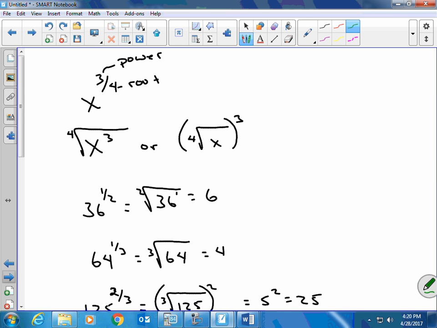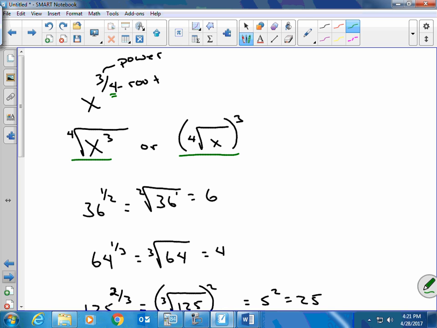Radical compared to an exponent. How do I change an exponent into a radical? You have to have what's called a rational exponent, meaning an exponent that's a fraction. If I have an exponent that's a fraction, I can convert it into a radical. The way I do it is the top of the fraction represents the power, and the bottom represents the root. So x to the 3/4 is the same thing as the 4th root, because that's my root, of x to the 3rd power. Or it could be the 4th root of x, the whole thing raised to the 3rd power. Either one of these ways of writing it is correct.